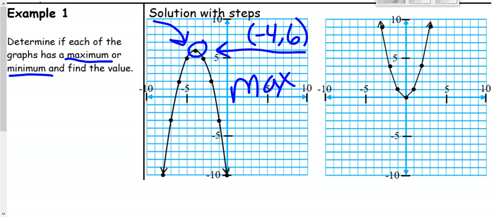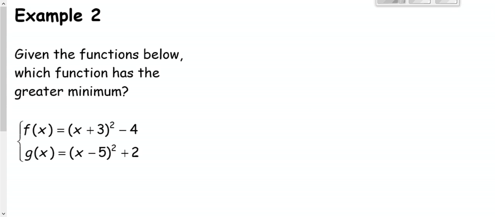If we're looking at the second picture, again, here's your vertex. And is that going to be a maximum or a minimum? Well, it's our lowest point on the graph, so it's a minimum. And our vertex, of course, is 0, 0 for this example. Now, they don't always give you a graph. Sometimes you're just given a function and asked to compare a maximum or minimum.